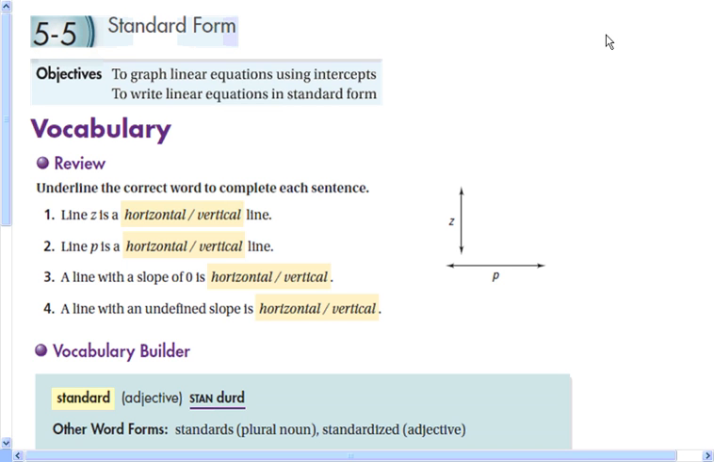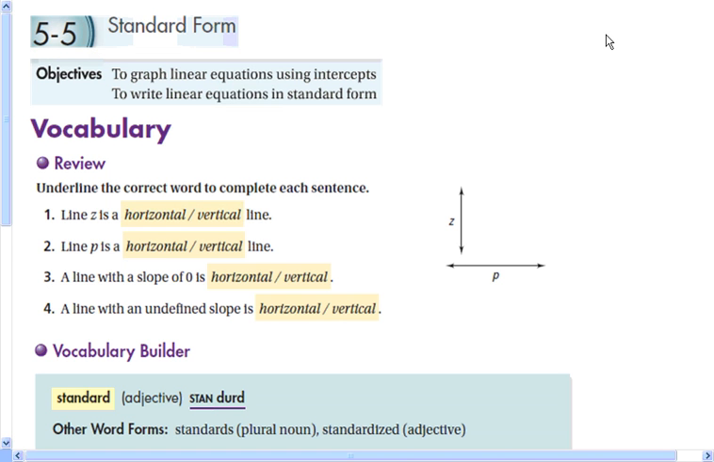All right, this is lesson 5.5. You will learn how to graph linear equations using the intercepts. That's the x-intercept and the y-intercept. In other words, the places where the line crosses the x-axis and the y-axis. And you also learn how to write linear equations in standard form.